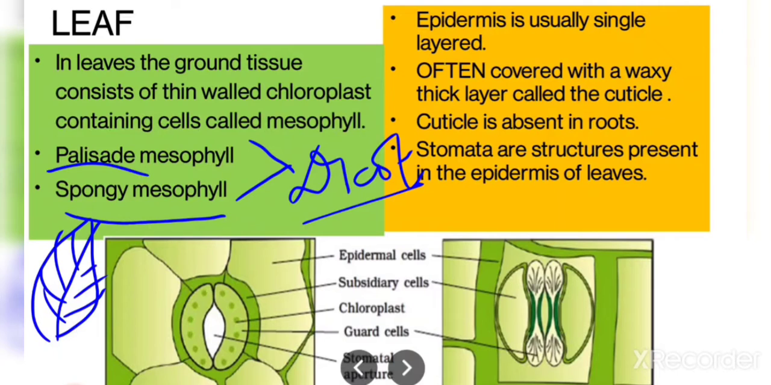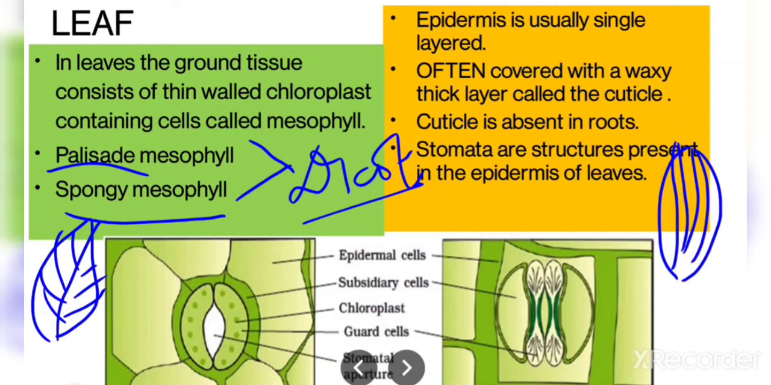Whereas in case of monocot plants, we do not have the division of mesophyll into palisade and spongy, and thereby we have parallel venation of leaves. So the monocot plants are the ones that have parallel venation, whereas dicots are the ones that have reticulate venation of the leaves.